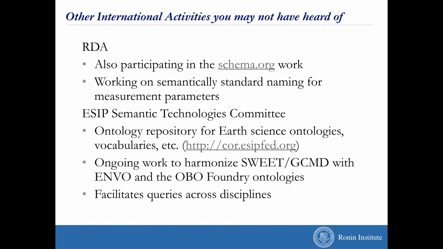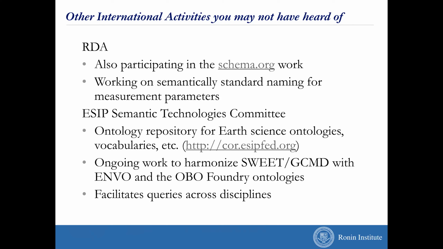But that's not all the international activities going on. I'm not going to talk about any that are really well known, like GEOS, but I also note that the Research Data Alliance is also participating as a discipline agnostic group in the schema.org work, trying to make sure that things happening, for example, at bioschemas and in Science on Schema.org are going together nicely. But they're also working on semantically standard naming, and I think Matt actually is part of that.